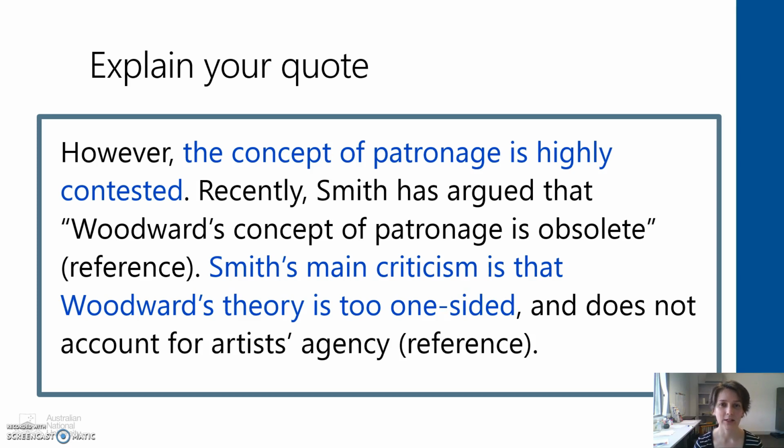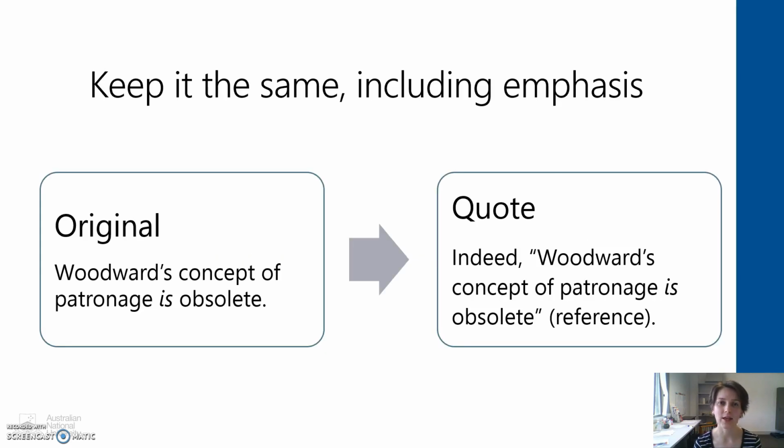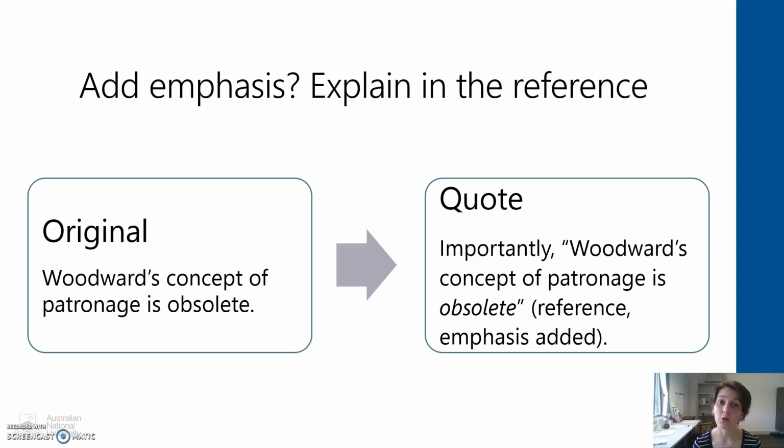Now the next part is going to talk about what happens if you want to change some parts of your quote. Say for instance you notice that there's an emphasis in the original quote. Generally you will keep the same emphasis, such as italics or underline. But if you want to add emphasis yourself, you do need to tell us that you've made that change. So in the reference you might say my emphasis or emphasis added.